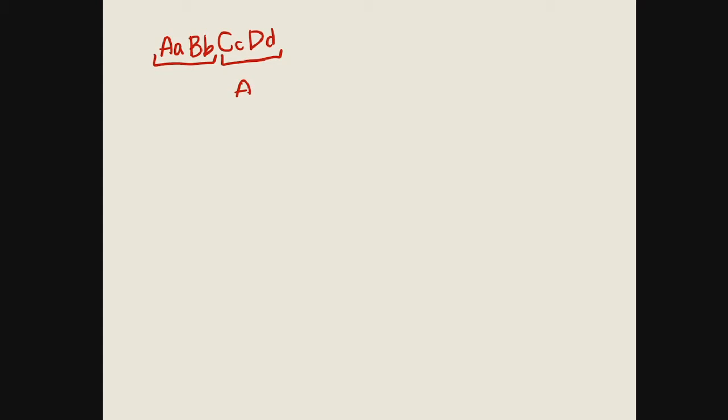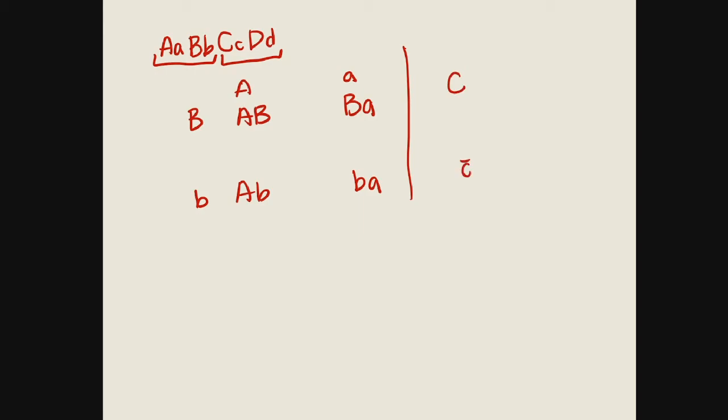In this case, we don't need to write it 2x2 or 4x4. It's easiest just to do big A, little a, big B, little b, and we know that we can do this, and this, and then similarly with C and D. You get this.